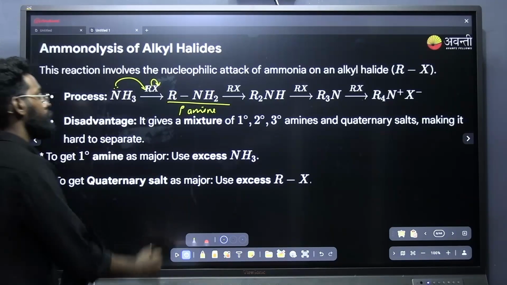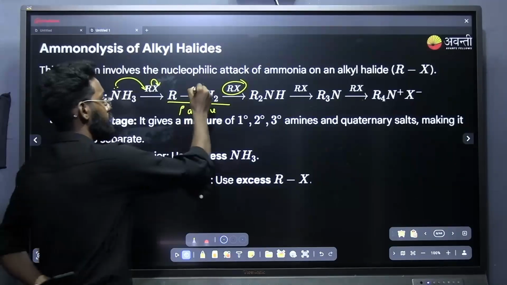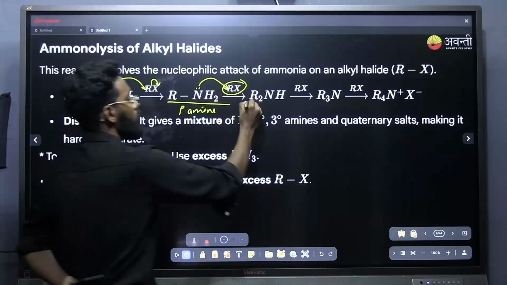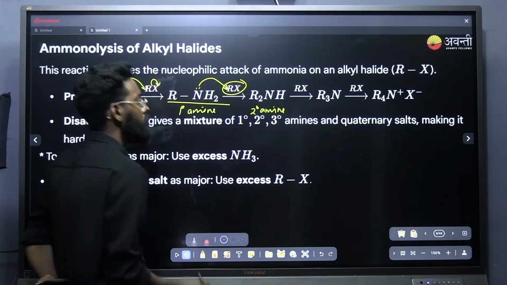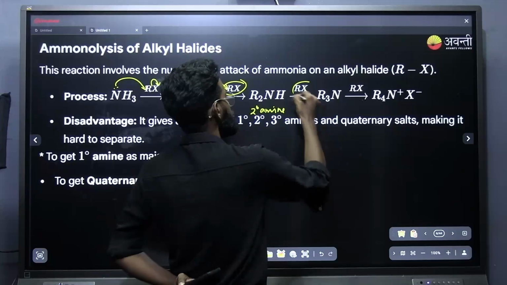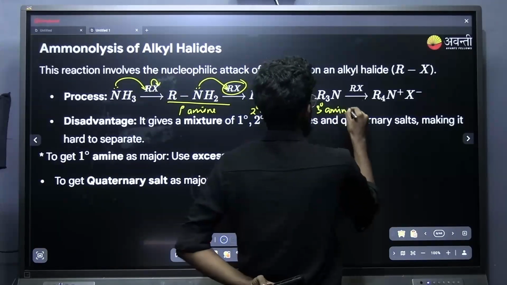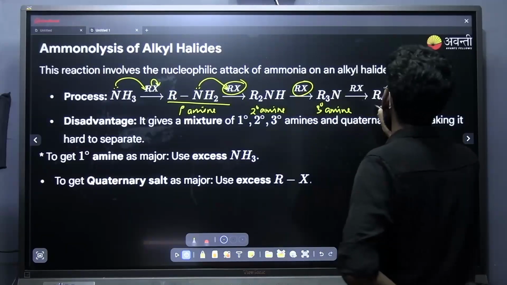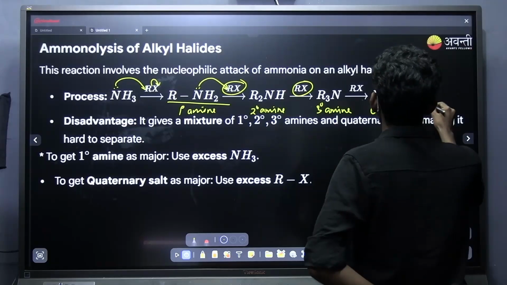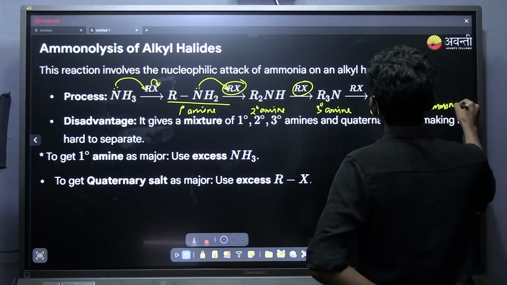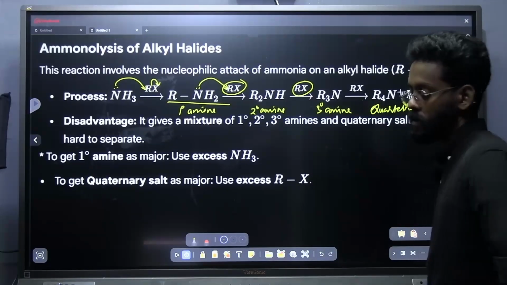And this primary amine again on reacting with the alkyl halide, what will I be getting? I will be getting R2NH, that is secondary amine. And this secondary amine, if we again treat with alkyl halide, what will I be getting? Tertiary amine. And the last, what we will be getting? Quaternary ammonium salt. Quaternary ammonium salt we will be getting.